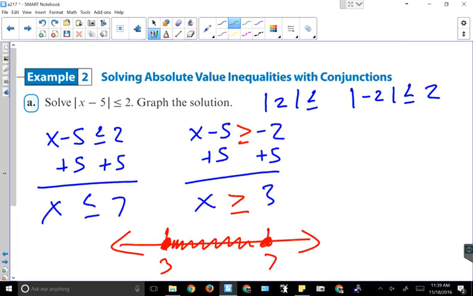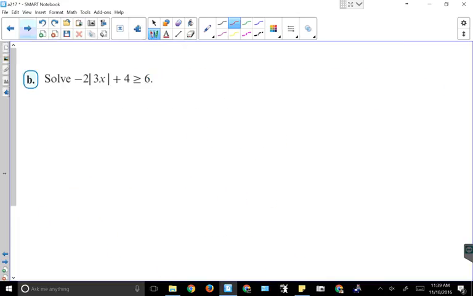So, that sort of makes sense. Let's try another. All of the rules that we've applied up to this point in time still work. Now, do I just have the absolute value on one side and a number on the other side? The answer would be no, so I got to do some fixing.